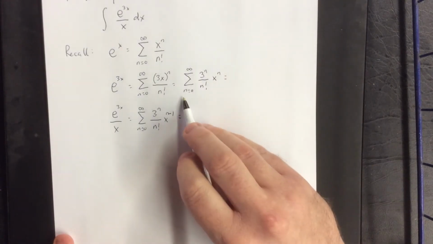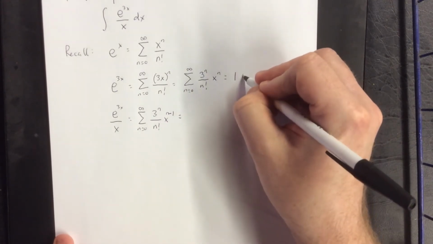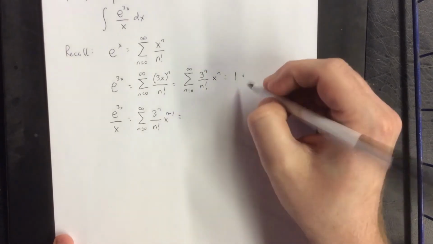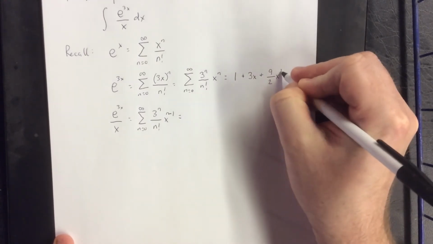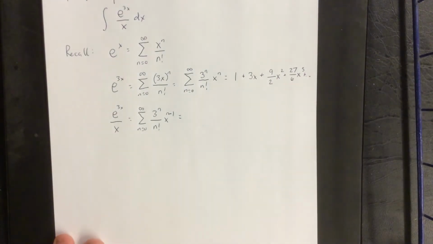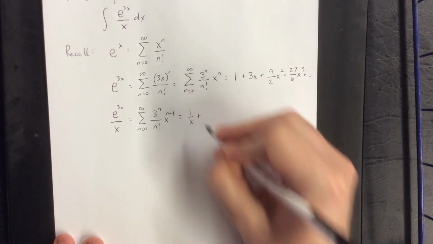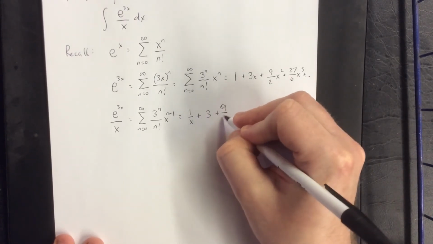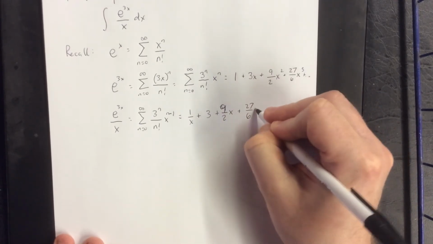So plugging in n equals 0, we would have 3 to the 0 divided by 0 factorial times x to the 0. That is 1. For n equals 1, this will be 3 to the 1 over 1 factorial times x to the 1, so 3x. Then we'll see a 9 halves x squared, then a 27 over 6 x cubed, etc. What I'm saying is we just divided through by x, which means that the first term is going to be 1 over x. The second term is going to be 3. Third term, 9 halves x, followed by 27/6 x squared.